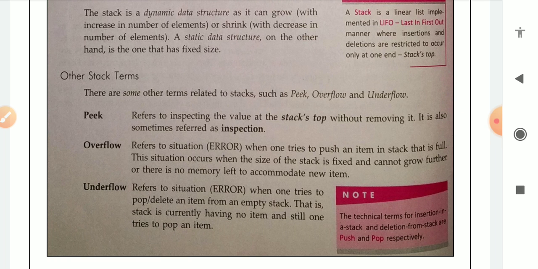Other stack terms. There are some other terms related to stack, such as peek, overflow and underflow. First we will start with peek. Peek refers to inspecting the value at the stack top without removing it. Whenever we want to find which element is present at the top of the stack, that is referred to as peek. Here we are inspecting, meaning we are identifying which element is at the top without removing it. This process is known as peek. It is also sometimes referred to as inspection.